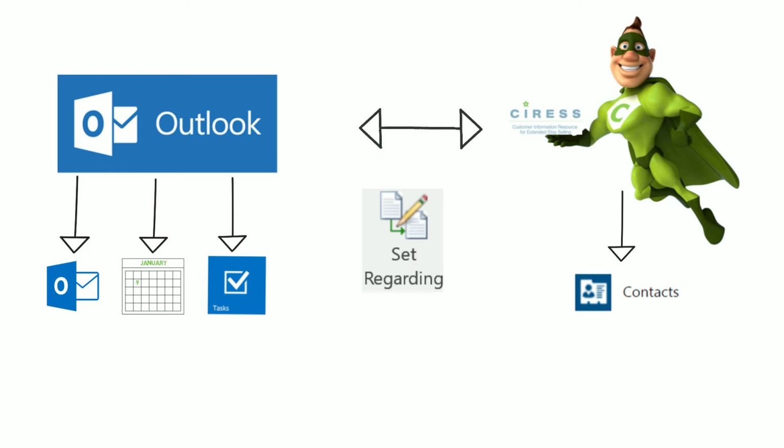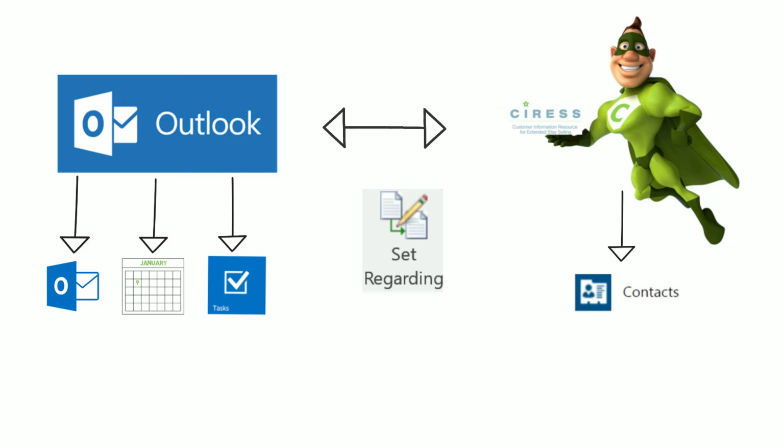The functionality works in the other direction as well. If you create an activity within Cyrus, it will open Outlook and create it there as well. This allows you to use Outlook to manage your email, appointments, and tasks and have the information recorded in the appropriate place in Cyrus.